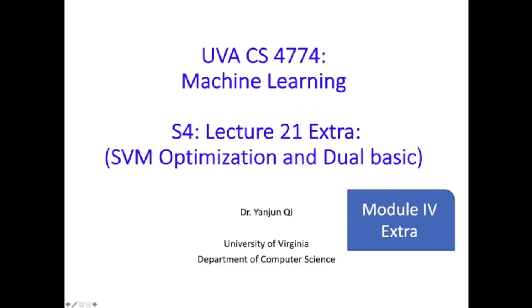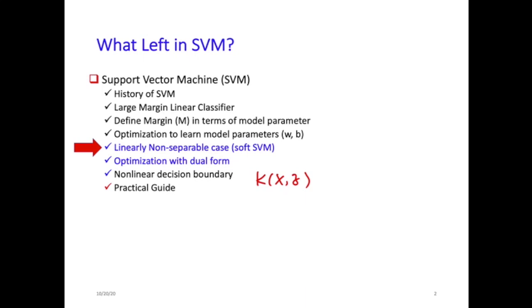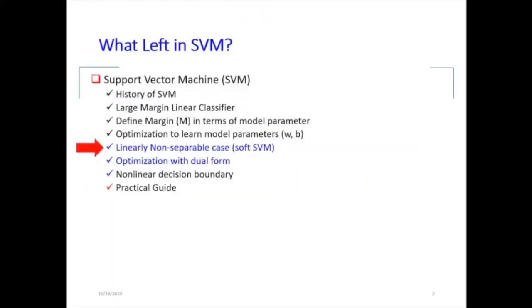All right, so this is section 4, the supplementary extra content for lecture 21, the optimization of SVM and the dual formulation. Here we will talk about the soft SVM version of the loss formulation, and also explain how you optimize it from a dual form, and how that dual form is related to the definition of support vectors, the name of support vector machine. Okay, let's get started.